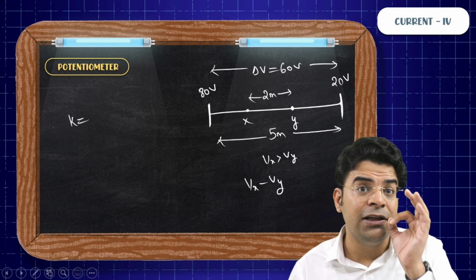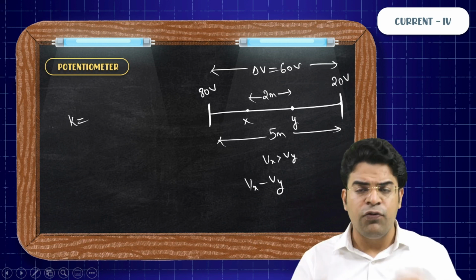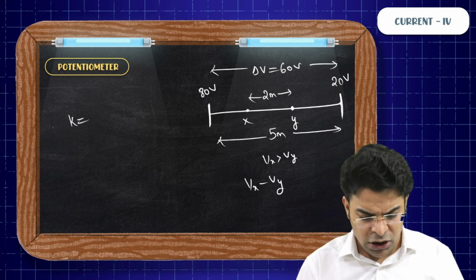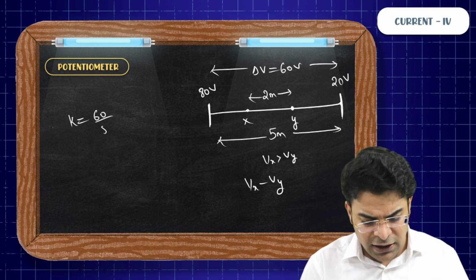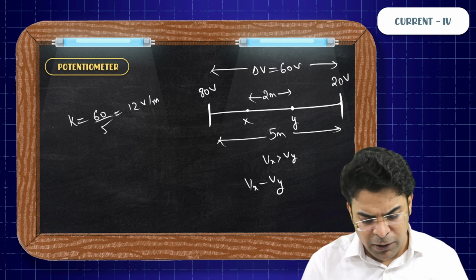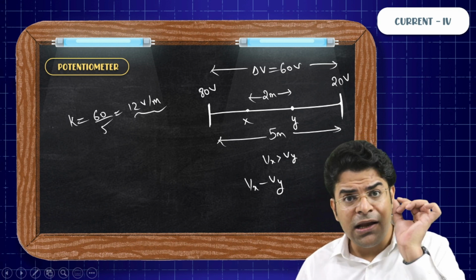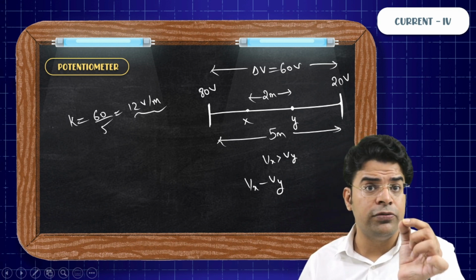What will be the potential gradient? So sir, in the length of 5 meter, the potential drops by 60 volt. So you will say that the potential drop per unit length will be 60 by 5. That will be 12 volt per meter. Yes. So in every 1 meter, the potential drops by 12 volt.